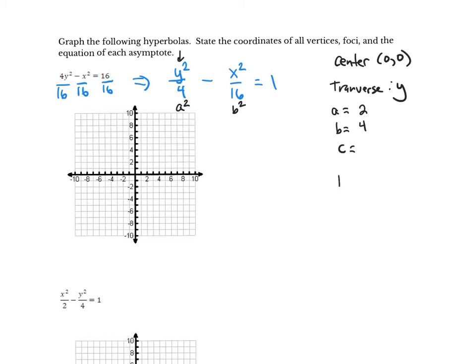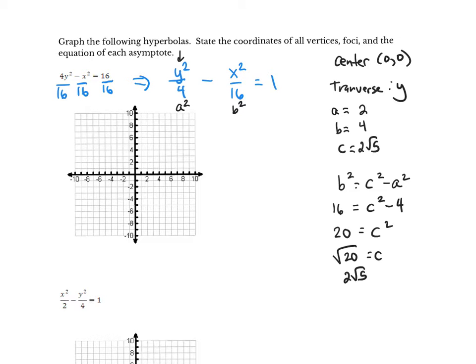I don't know C squared, but I can find it because I know B squared equals C squared minus A squared. So that would be 16 equals C squared minus 4. So C squared equals 20. So C is equal to the square root of 20, or 2 square root of 5. And square root of 20 is somewhere between 4 and 5, and that'll help us when we start to graph this thing.